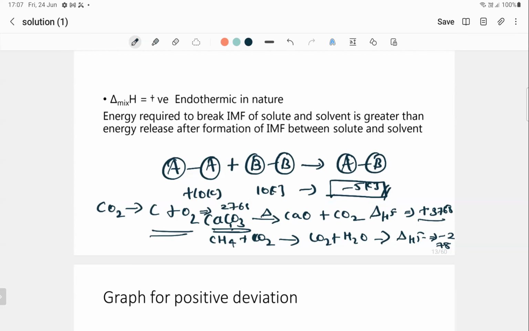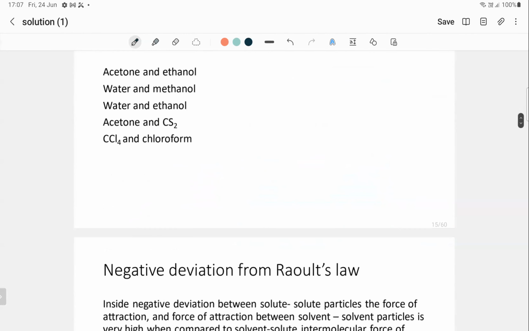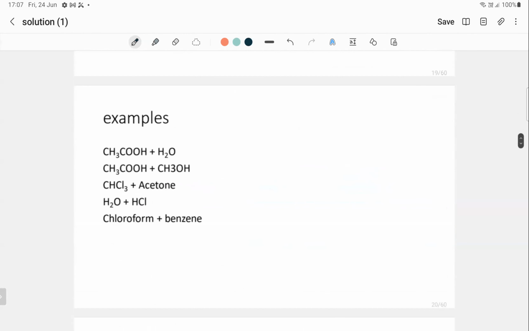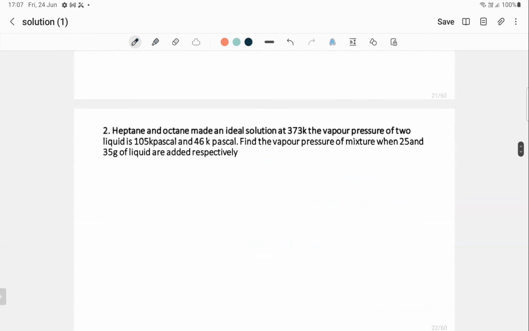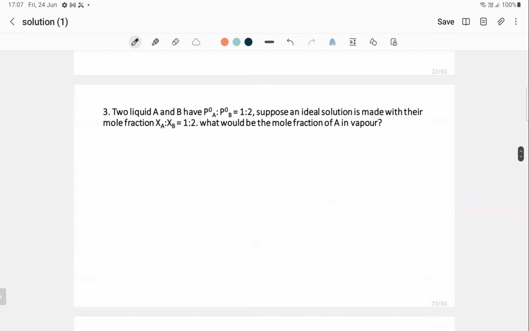So now we are getting into our heptane and octane. Have you completed it? Are you trying this problem?